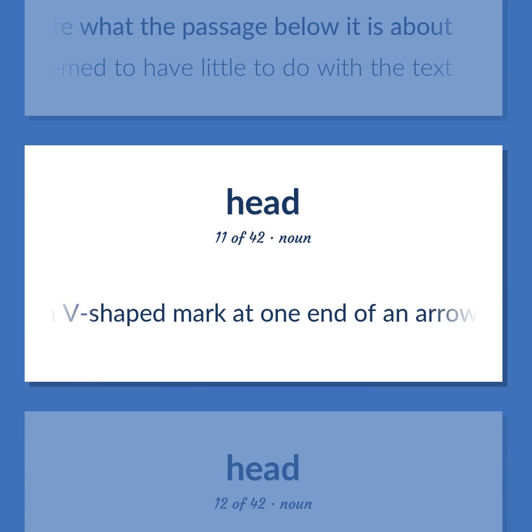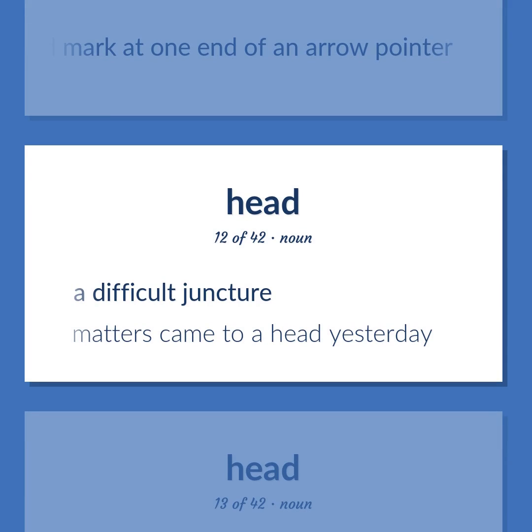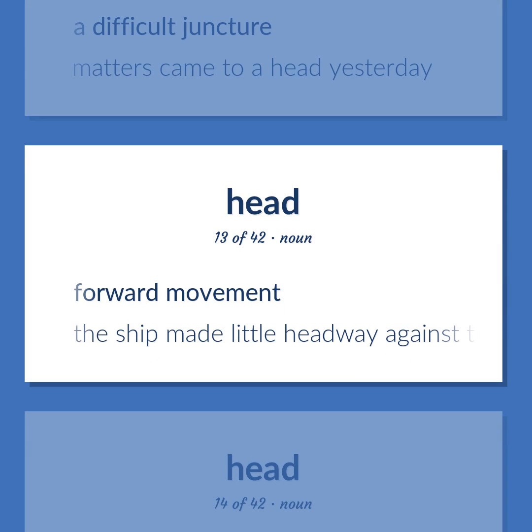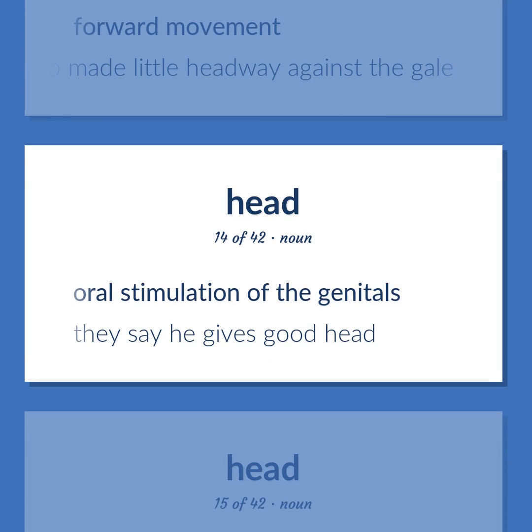A V-shaped mark at one end of an arrow pointer. A difficult juncture. Matters came to a head yesterday. Forward movement. The ship made little headway against the gale. Oral stimulation of the genitals. They say he gives good head.